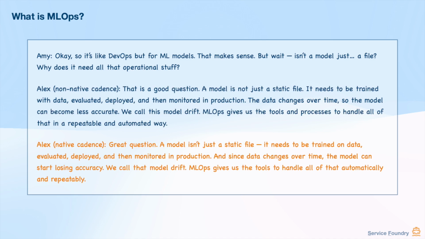Great question. A model isn't just a static file. It needs to be trained on data, evaluated, deployed, and then monitored in production. And since data changes over time, the model can start losing accuracy. We call that model drift. MLOps gives us the tools to handle all of that automatically and repeatably.